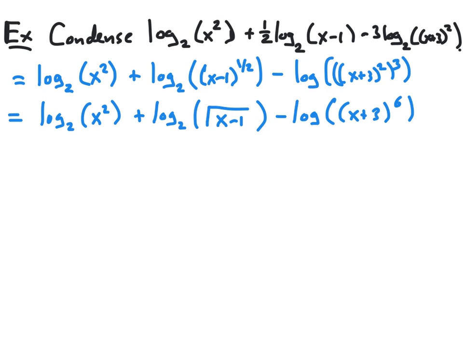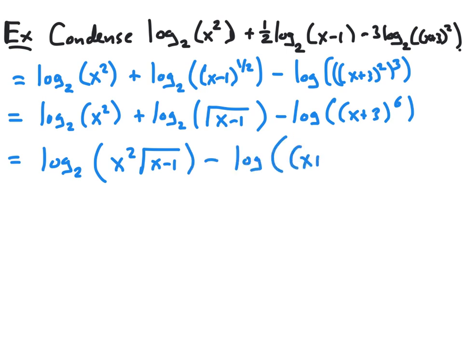And now we have 3 logs being added and subtracted together, and so we can apply the product and quotient rule from left to right. The first 2 terms are being added, and so we can use the product rule. So the first 2 terms would be the log base 2 of x squared multiplied by the square root of x minus 1. Minus log of x plus 3 quantity to the 6th.